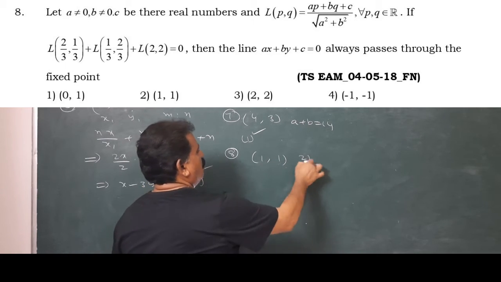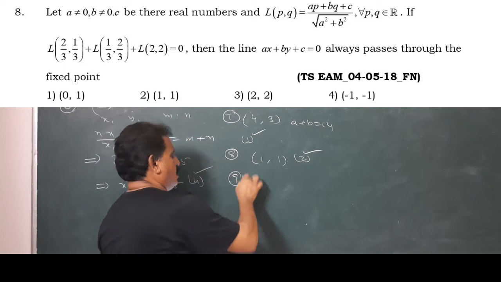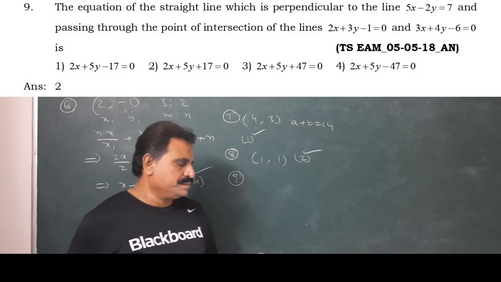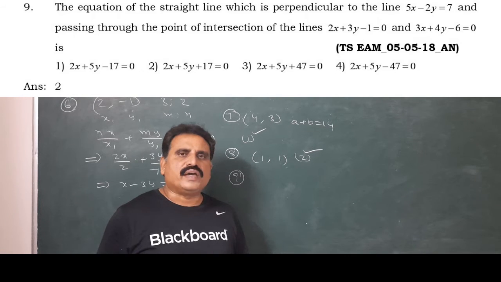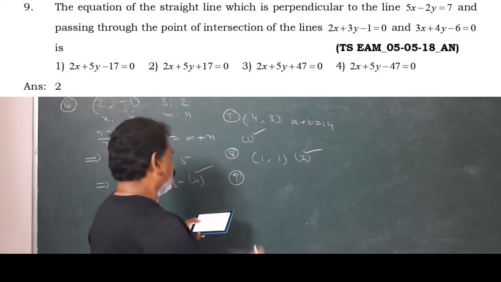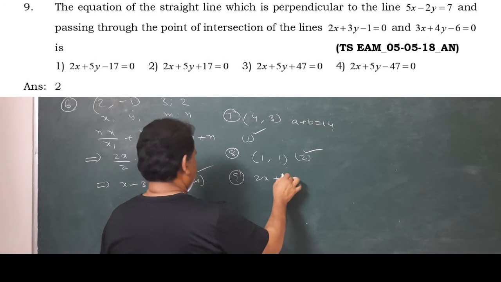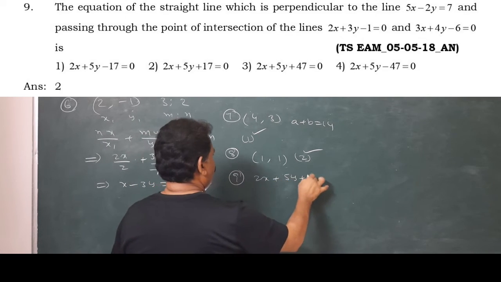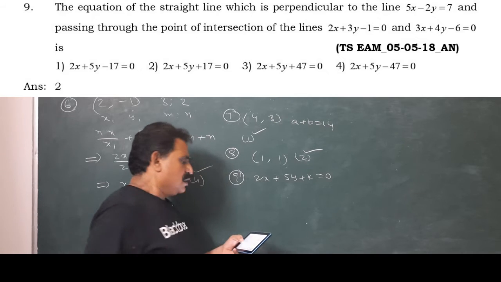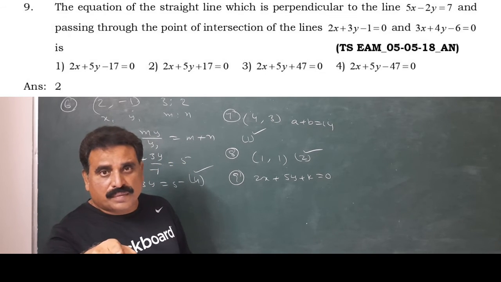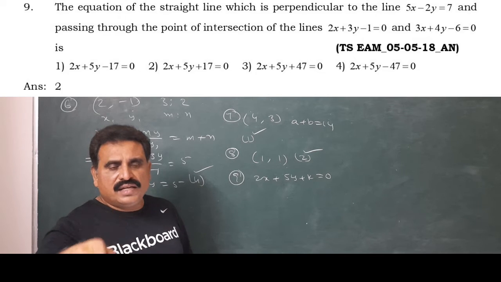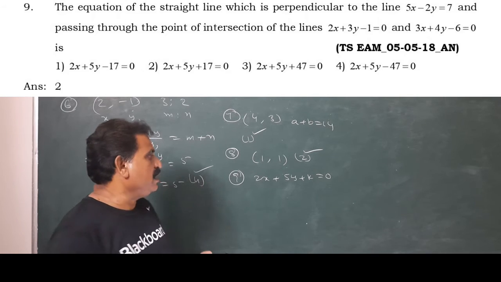So second option is the right answer. Next, question number 9. The equation of a straight line which is perpendicular to the line 5x minus 2y plus 7. That means the perpendicular line is 2x plus 5y plus k equal to 0, passing through the point of intersection of the given last two lines, that means these three lines are concurrent. So the determinant is 0.